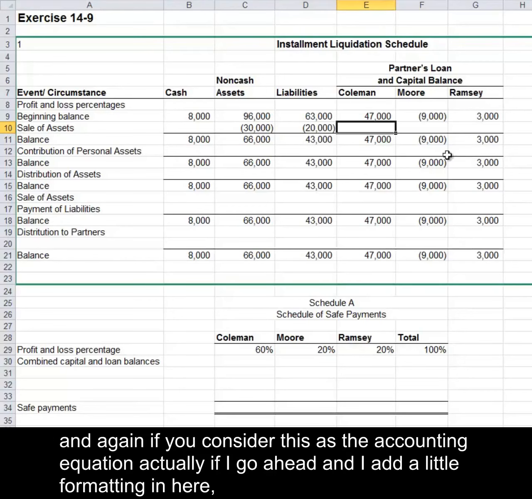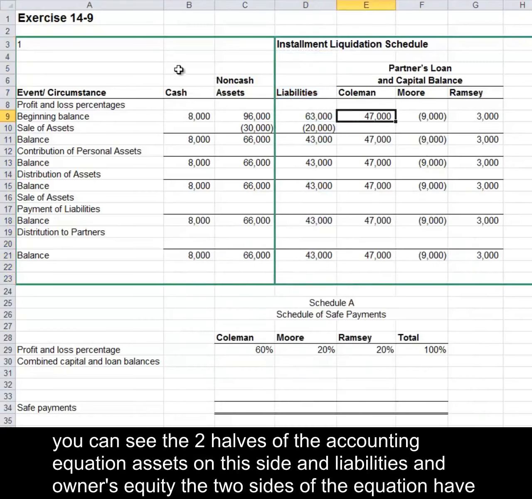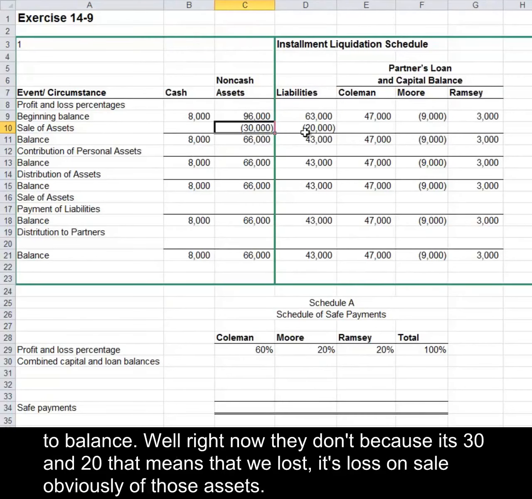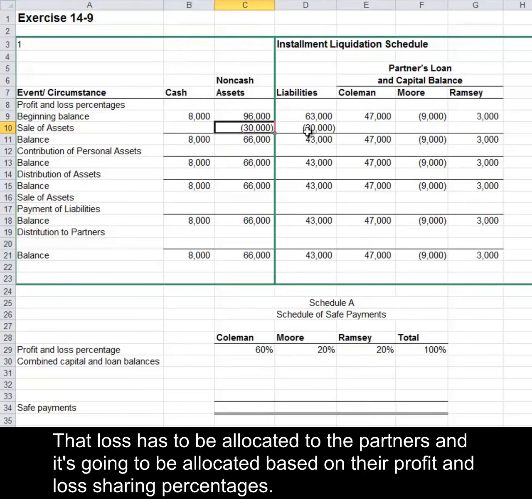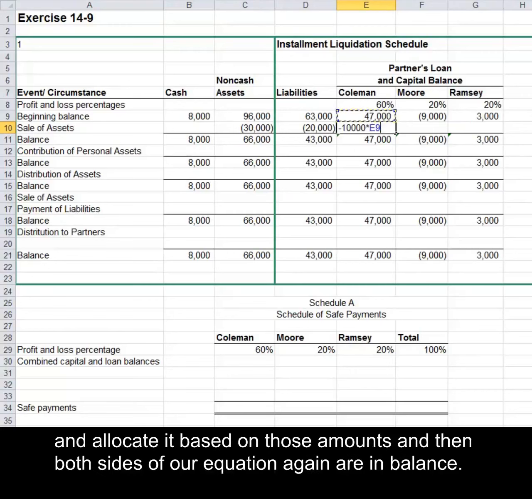And again, if you consider this as the accounting equation, actually if I go ahead and add a little formatting in here, you can see the two halves of the accounting equation, assets on this side and liabilities and owner's equity. The two sides of the equation have to balance. Well, right now they don't because it's 30 and 20. That means that we lost, it's a loss on sale, obviously, of those assets. That loss has to be allocated to the partners, and it's going to be allocated based on their profit and loss sharing percentages. So we're going to take the $10,000 and allocate it based on those amounts, and then both sides of our equation again are in balance.